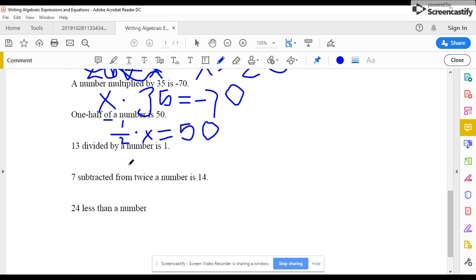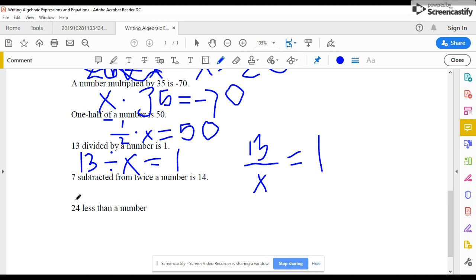Let's do the last three. 13 divided by a number is 1. We talked yesterday also about how if you want to write it like this instead, 13 and then divided by x is 1, that is fine to write as a fraction also.